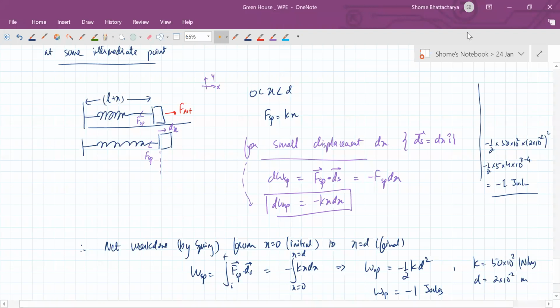The displacement is not in the direction of the spring force. Now, see, we are pulling the block opposite to the spring force. The spring force is trying to bring the block back to where it started from, but we are pulling it in the opposite direction. So the spring force is ending up doing what kind of work? Negative work.